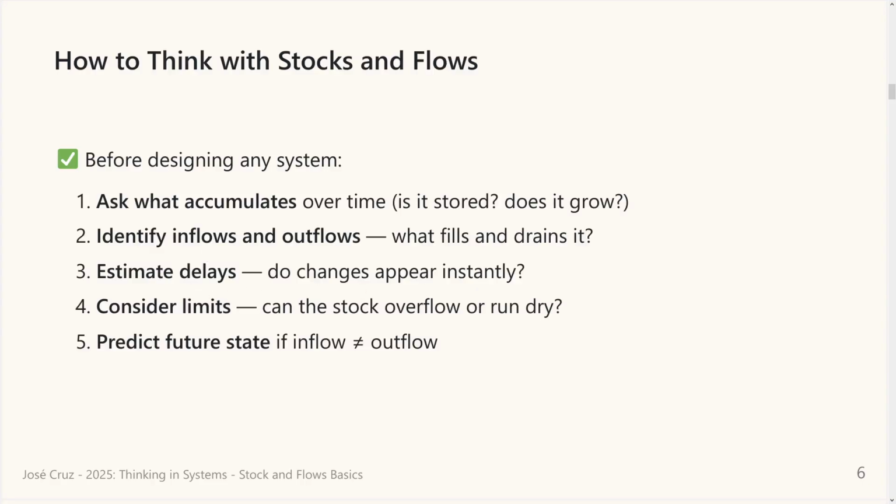Estimate delays. Do changes appear instantly? This is again what we discussed in point 1. Consider limits. Can the stock overflow or run dry? This is most important. What is the capacity of our stock? We can handle 50 threads. That's our limit, so we have to design our system for this. Probably we have to control the inflows, maybe with throttling or other mechanisms, to make sure it doesn't overflow. Running dry will not be a problem, but maybe we want to monitor why our system is not receiving any requests. Either we have a really bad business, or maybe something is wrong. Maybe someone changed the IP or forgot to pay for the certificate or something like that.